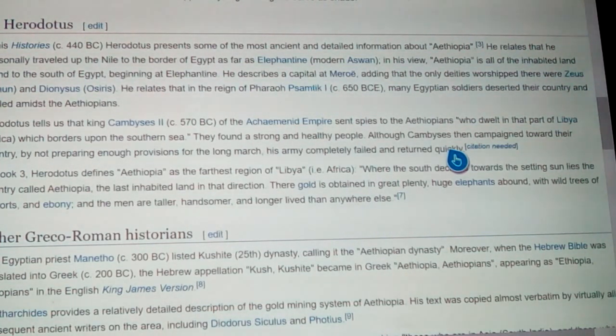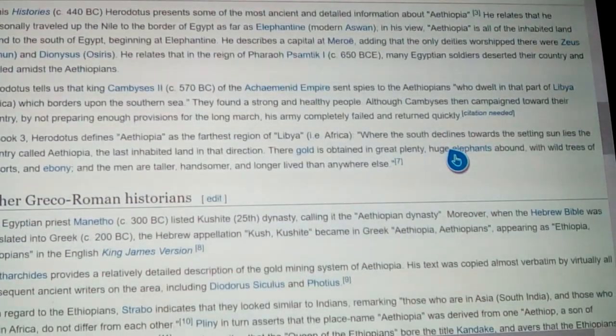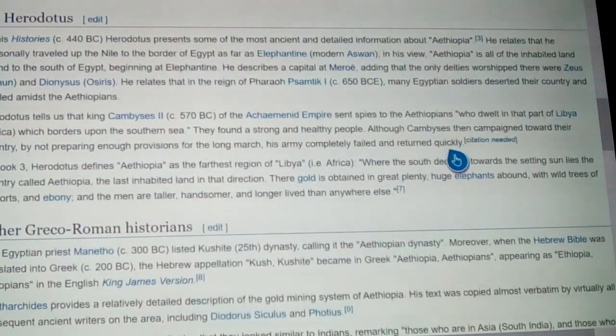I just want to go through this, though, first, if I can get through it without talking my way through it. Herodotus presents some of the most ancient and detailed information about Ethiopia. He relates that he personally traveled up the Nile to the border of Egypt as far as Elephantine, which is modern Aswan area. In his view, Ethiopia is all the inhabited land found south of Egypt.